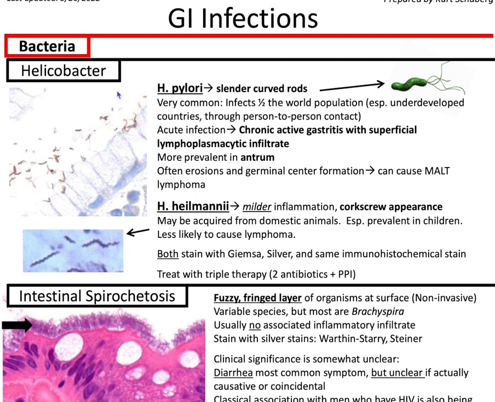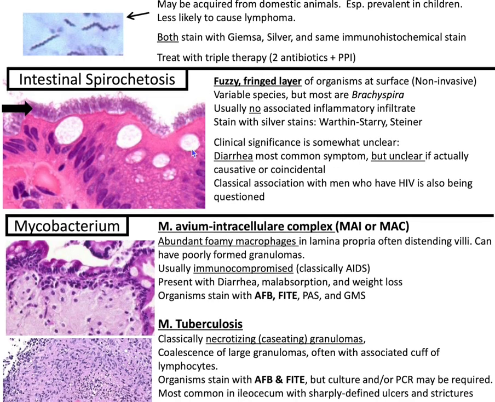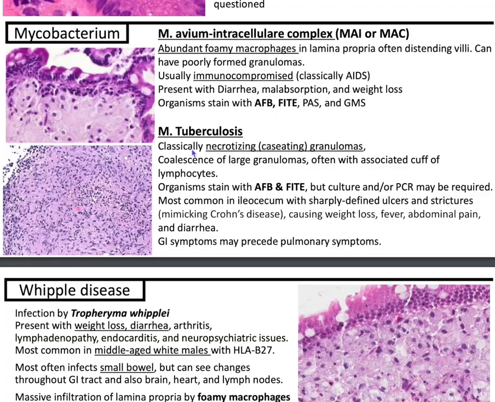Bacteria: Helicobacter, H. pylori and H. heilmannii. Former is associated with MALT lymphoma. Look for that chronic active gastritis with superficial lymphoplasmacytic infiltrate. Intestinal spirochetosis, look for that fuzzy fringed layer. If you're not sure, get your Warthin-Starry spirochete stain.